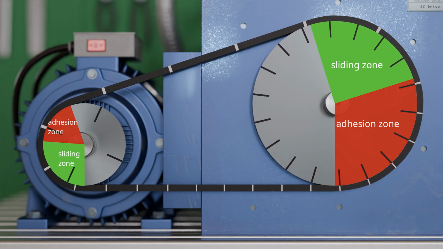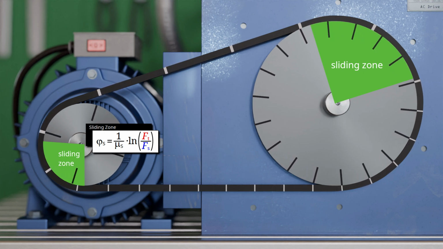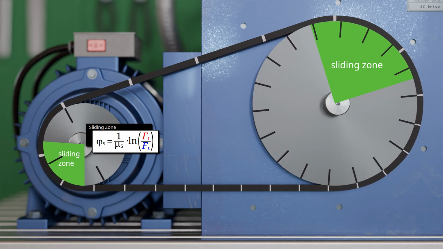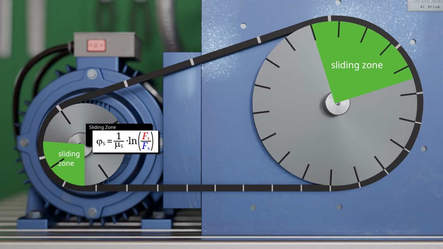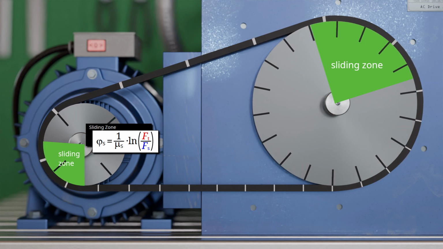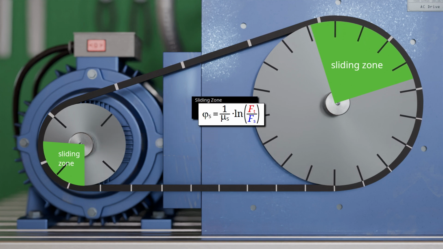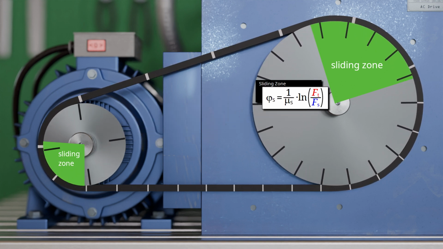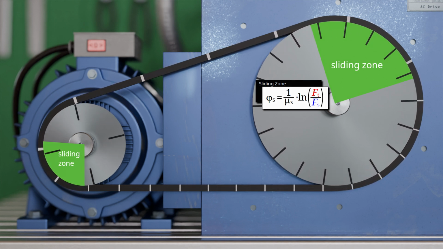The angle of the sliding zone can be determined using Euler's belt friction equation as shown. In this formula μs is the coefficient of sliding friction, Ft is the tight side force and Fs is the slack side force. Note that the belt forces Ft and Fs are the same on both pulleys and therefore the sliding zones on both pulleys cover the same angle. More detailed information on this can be found in the video on the basics of power transmission.